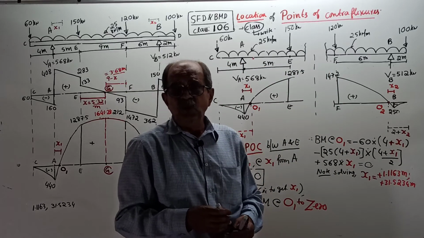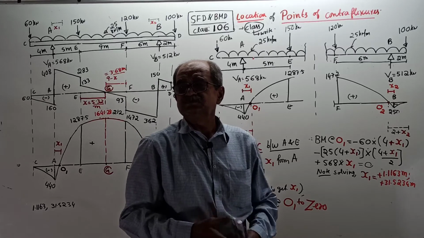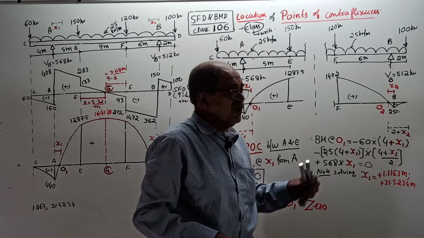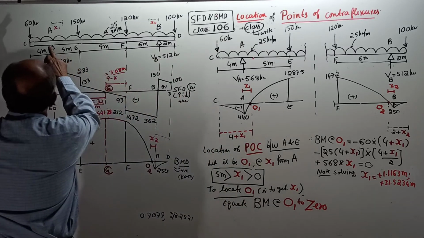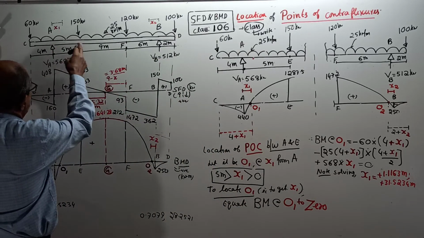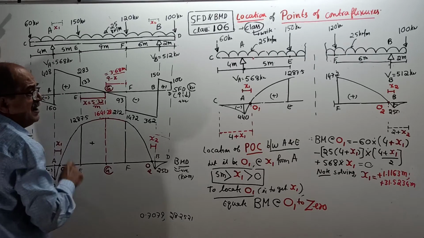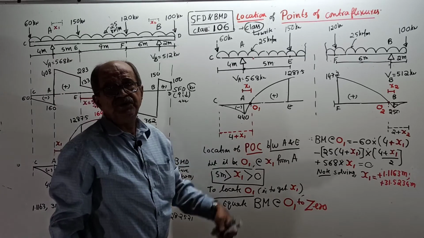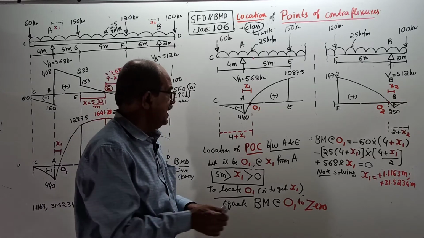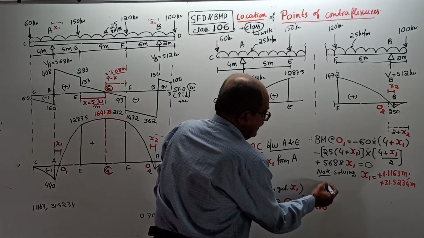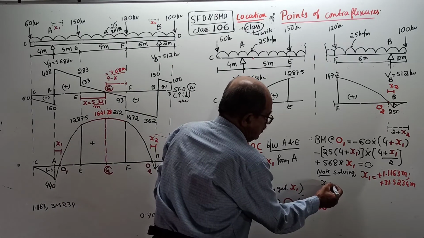Now, if both are positive, what to do? If both are positive, there is only one point between A and E where bending moment is 0. So when both are positive, you consider the applicable value. So make a note here. x1 equal to how much?